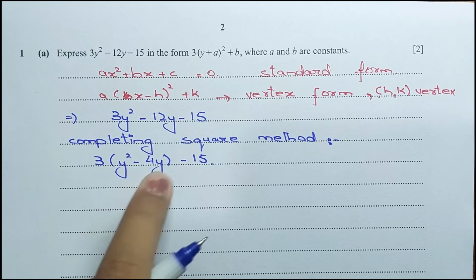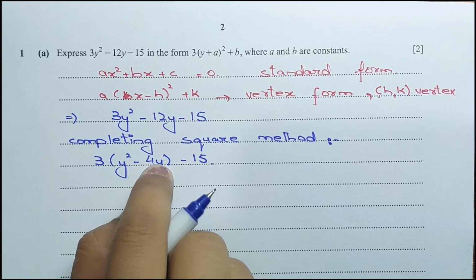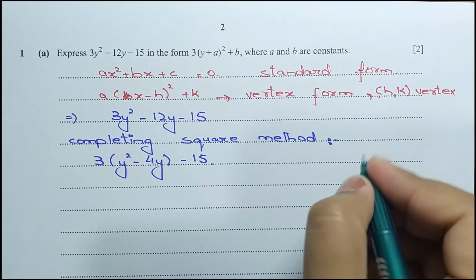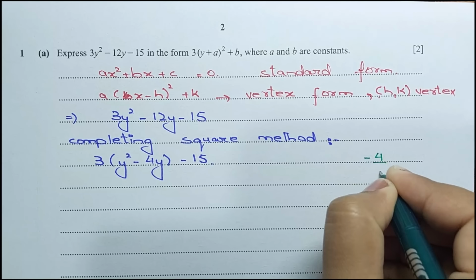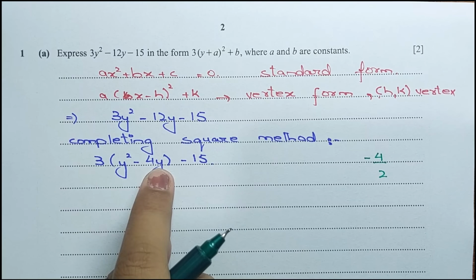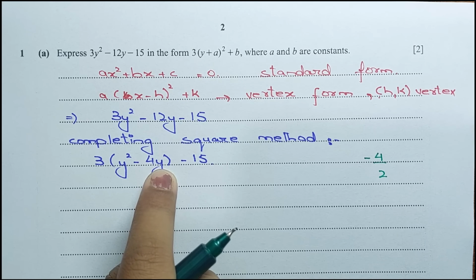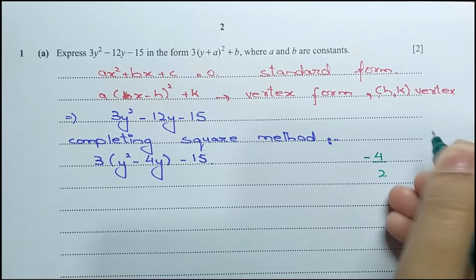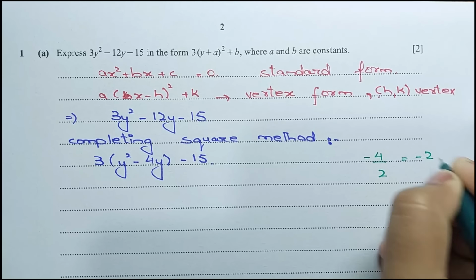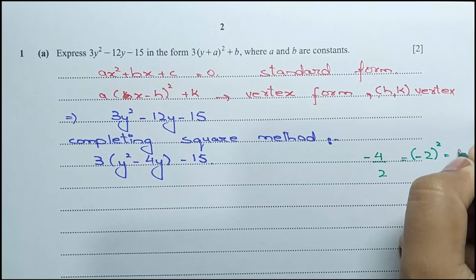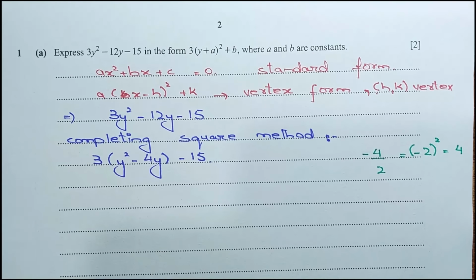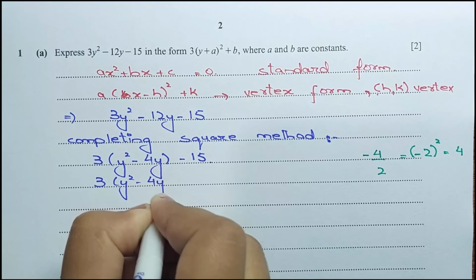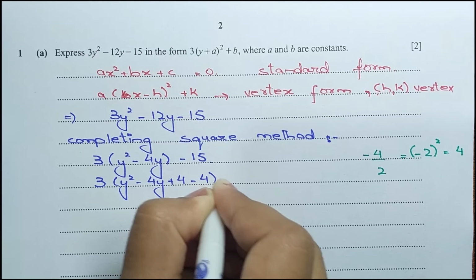All right, now in the second step we have to complete the square inside the bracket. So how can we complete the square? We have to take the coefficient of y, which is negative 4, divided by 2. Every time you have to take the coefficient of y or x, whatever variable you have over here, divide that number by 2, and you will get negative 2, and take its whole square, which is equal to 4. So now you have to add and subtract 4 inside the bracket. So 3 times (y square minus 4y plus 4 minus 4) and negative 15.